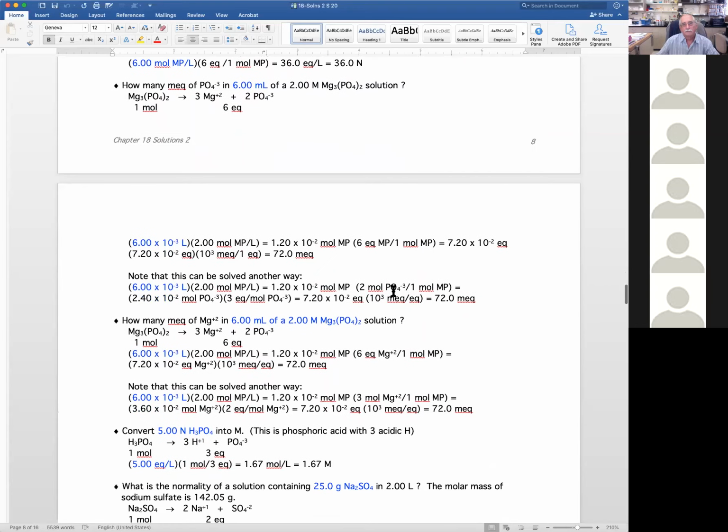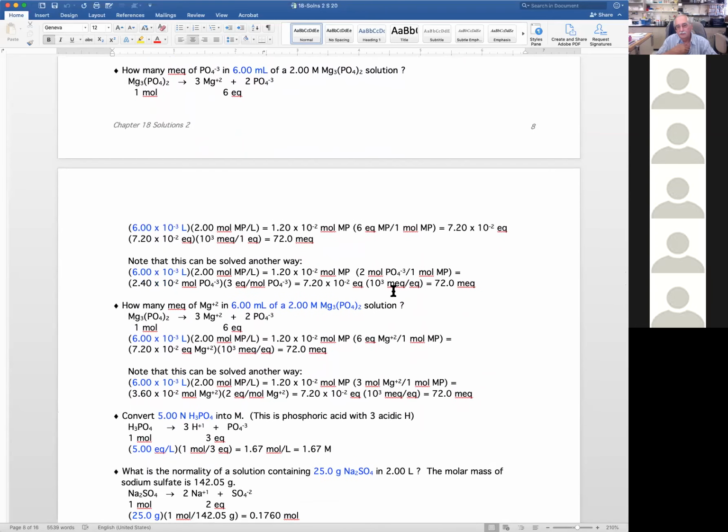Then I started using milliequivalents, because this is often what we use in clinical situations like IV bags and things like that. It may or may not be in equivalents or milliequivalents, but oftentimes they are.